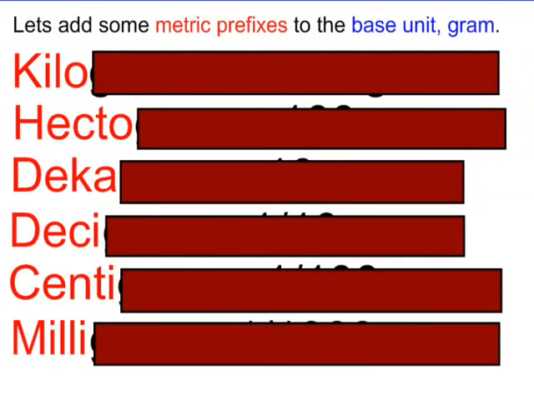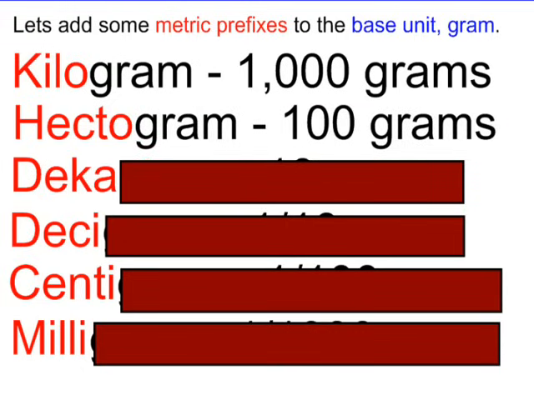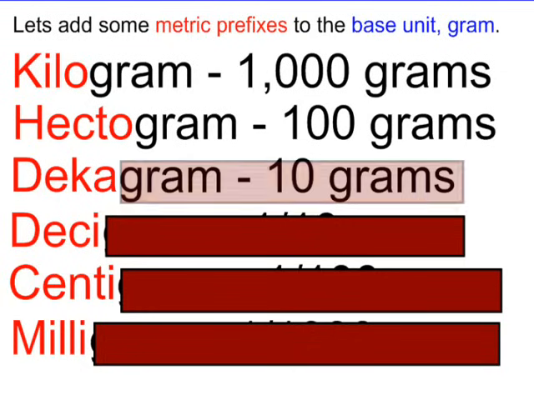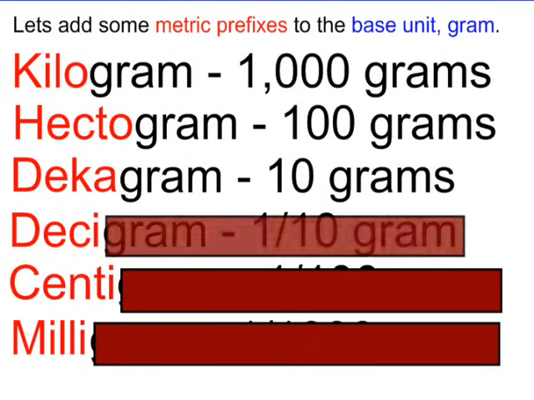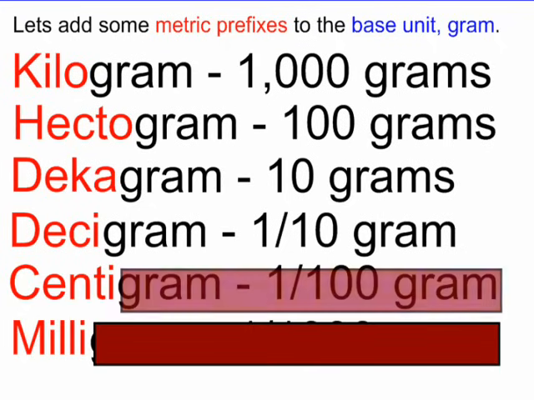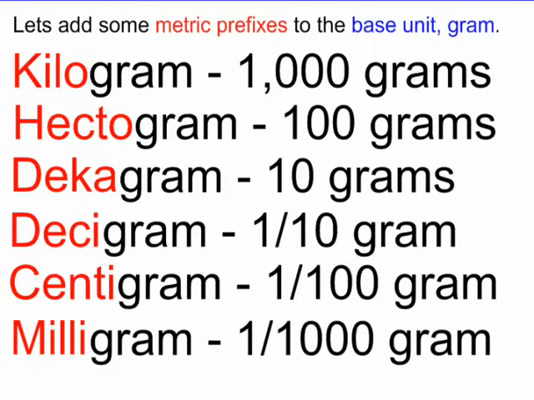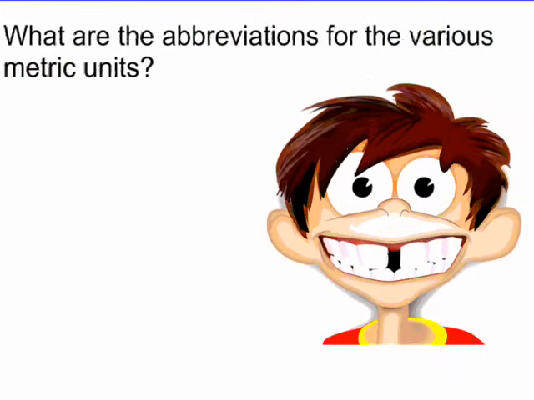So let's take the base unit gram and let's attach the prefixes to that. So we have a kilogram. That would be 1,000 grams, or 2.2 pounds. A hectogram would be 100 grams. A decagram would be 10 grams. A decigram would be 1/10 of a gram. And a centigram would be 1/100th of a gram. If you've ever had to take aspirin, it's generally measured in milligrams, and a milligram is 1/1000th of a gram.